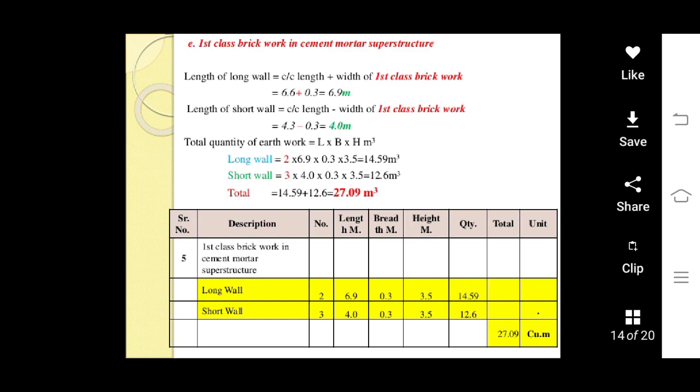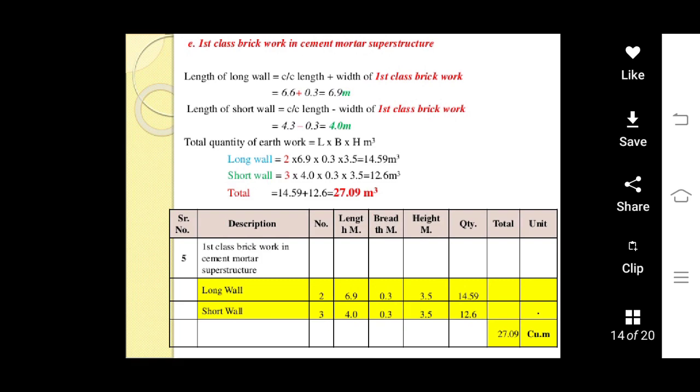For short wall there are three short walls, therefore the calculation is 3 into 4.0 into 0.3 into 3.5, which is equal to 12.6 meter cubes. The total quantity of brickwork in superstructure is summation of both quantities, which is equal to 14.59 plus 12.6, which is equal to 27.09 meter cubes. Now entering these both quantities of long wall and short wall for superstructure, we will get the total quantity of 27.09 cubic meters.